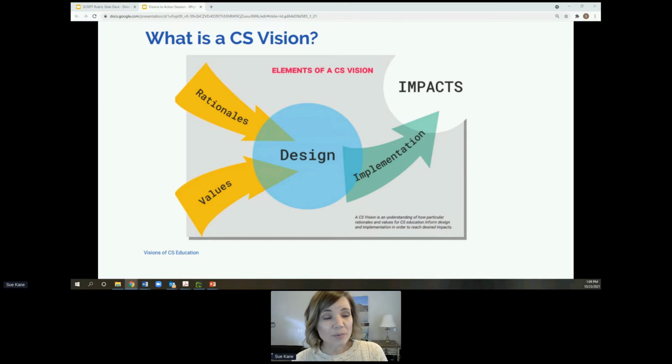So it's really important to have a vision that aligns with those values and those rationales that align with how you want to see this opportunity. If our goal is equitable CS education, we want to be able to bring in those values and those rationales from the very beginning.